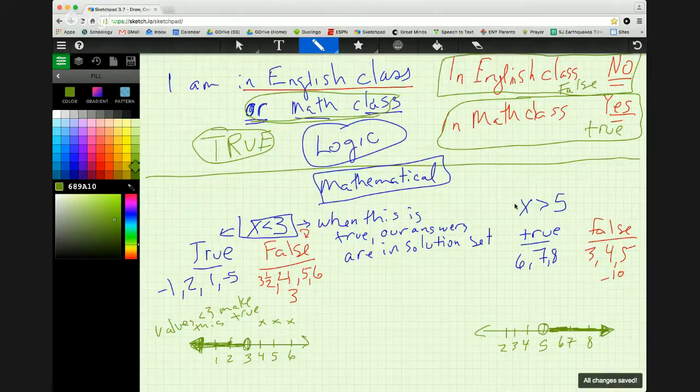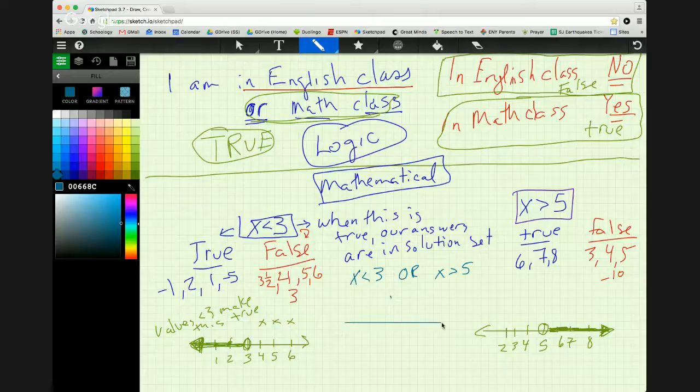So this is nothing new. You probably learned this in 7th grade, 6th grade, how to graph inequalities. But now we need to find the set of numbers that make either one of these true. So we're looking for the problem, and I'll write this in a slightly different color: x is less than 3 or x is greater than 5. So what we're going to do here is make a number line.